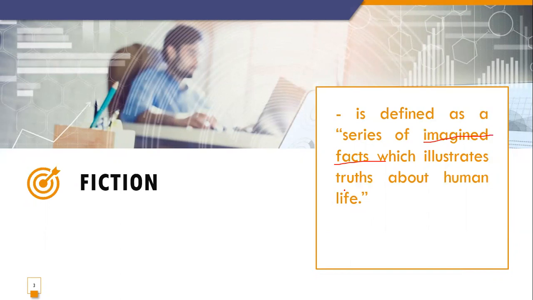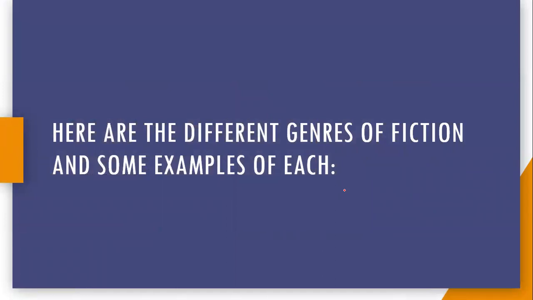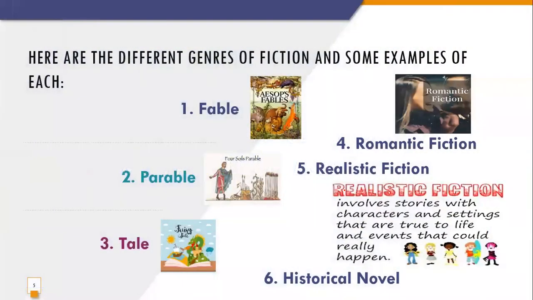Now let's go to the next one. So today we are going to know the different genres of fiction and some examples of each. So we have 10 kinds or genres of fiction. Okay, so ma'am, yung fable ba is a part of a fiction? Yes, of course. So this is also an imagined fact.